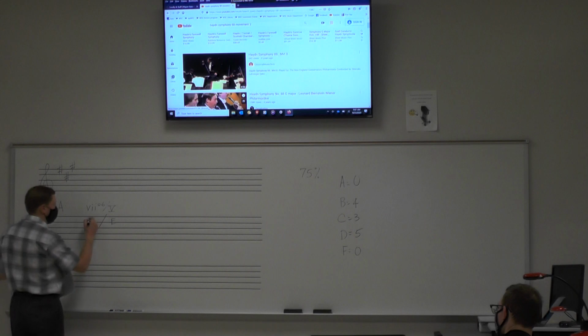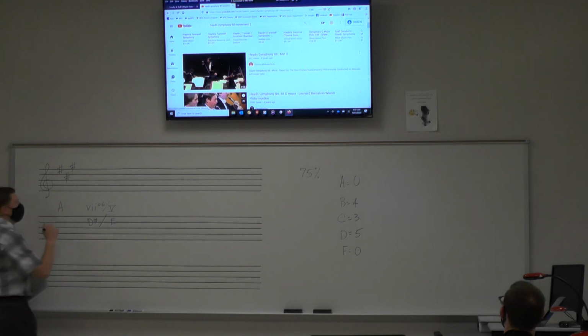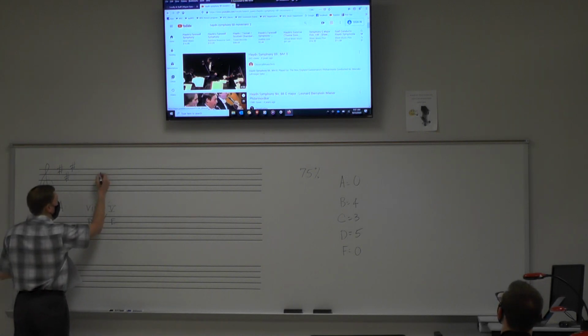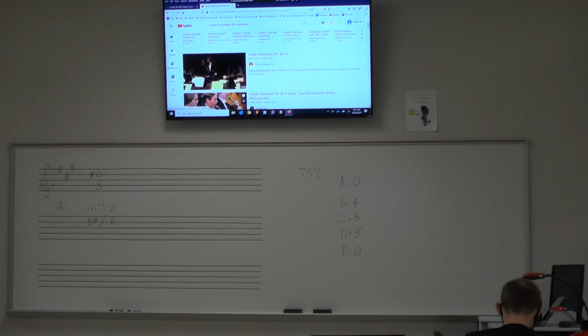And if you had the wrong root, then you couldn't get credit for that chord. You missed all the points. So when D sharp is the root, the correct answer is D sharp, F sharp, and A. Not D natural, F natural, and A flat.